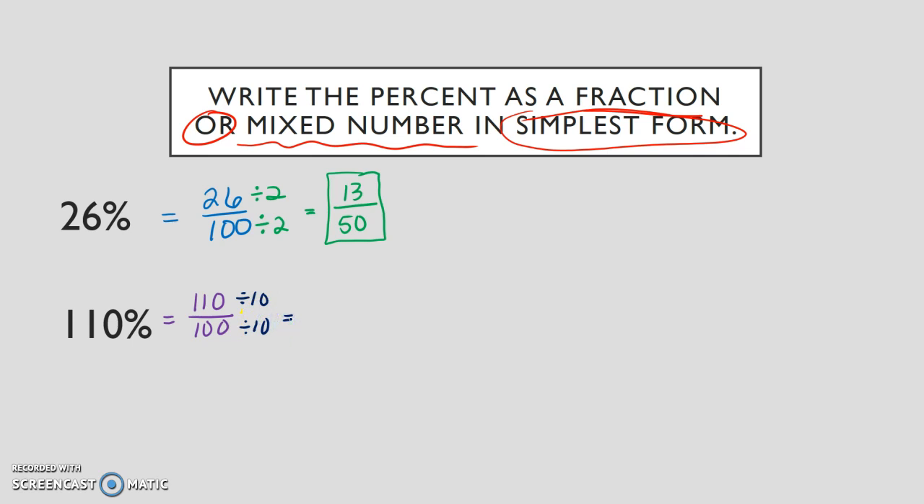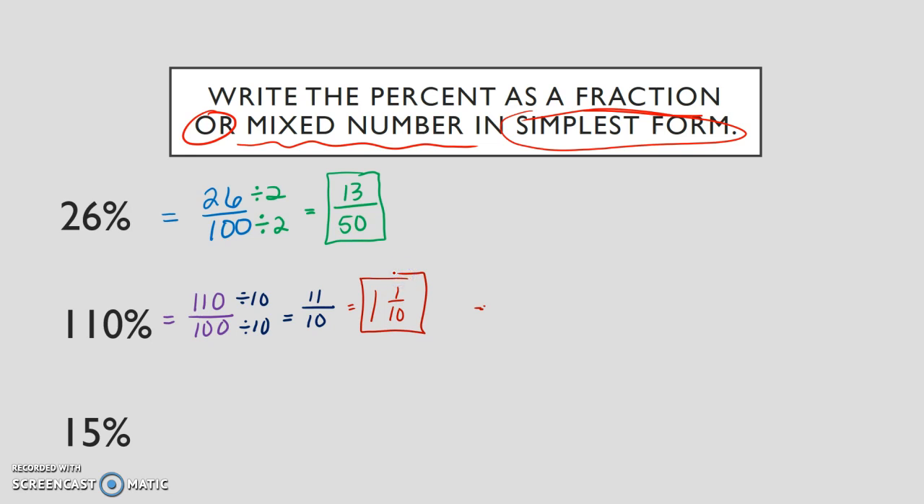And so 110 divided by 10 gives me 11. 100 divided by 10 gives me 10. And here we're done simplifying by dividing, but our directions say mixed numbers if possible. So here we're going to change 11/10 into a mixed number, and that's going to be 1 and 1/10.